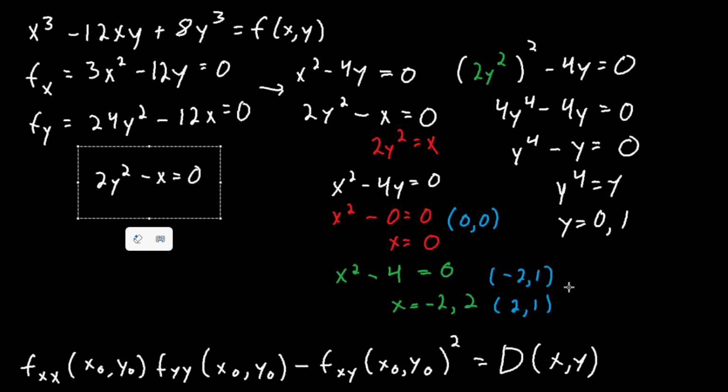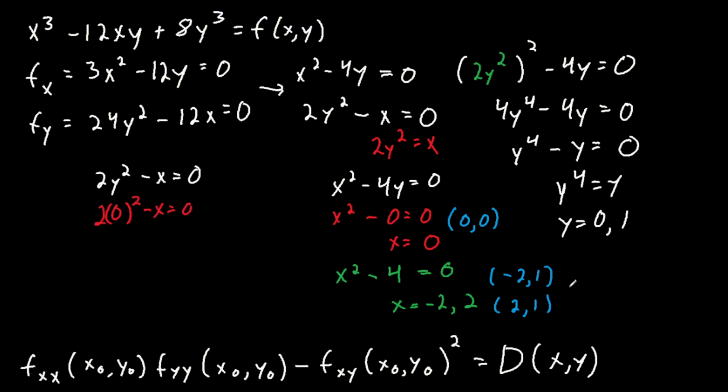So we'll use red again. So 0, 0, does this hold true? Well, yes, it does. This is like 2 times 0 squared minus x equals 0. So 0, 0 works. We'll put a check mark next to that.